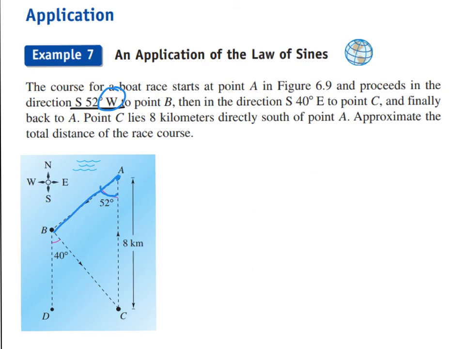And then they switch directions. Notice they're still facing south, but their course changes. So start facing south, and then they switch 40 degrees to the east of that. And that is the direction that they're going. And then they went due north and got back where they started.